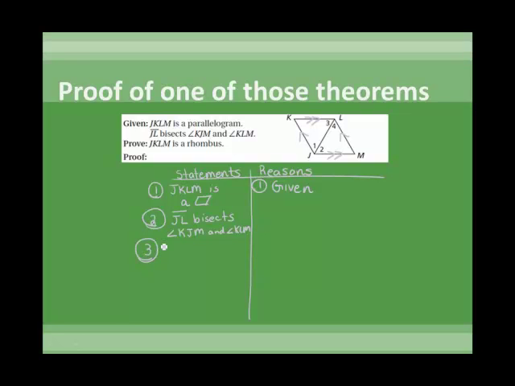So if that's the case in the diagram, I can say that means that angle 1 is congruent to angle 2, and angle 3 is also congruent to angle 4 by definition of a bisector. Oops, I forgot my given for 2. So this is by definition of angle bisector.